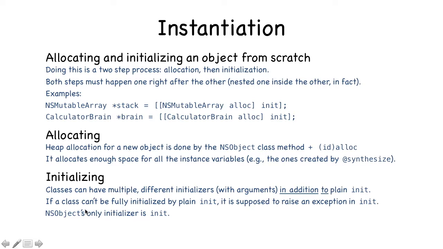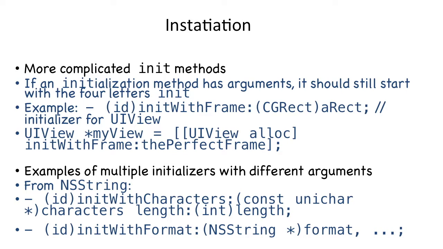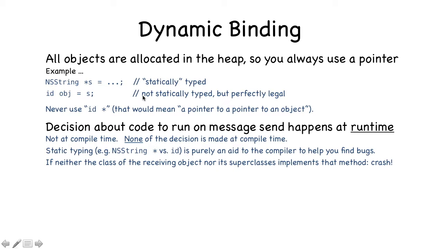Usually it's 0, or it's pointing to nowhere for all the variables. So you always say alloc and init. This is the instantiation of Objective-C, giving memory to a pointer. There are more complicated init methods that you can write or that are already written, so you can look it up and have a look. It's not very important.